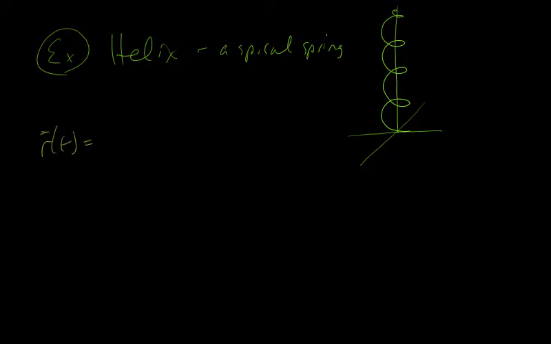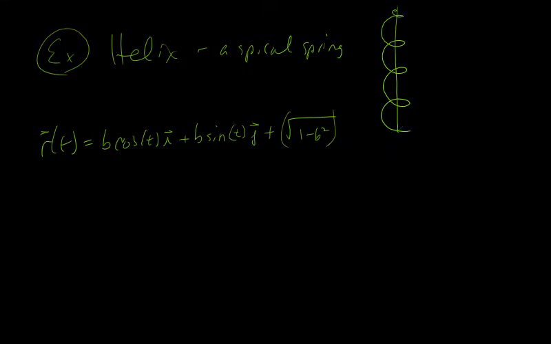So our function here is going to be given by b cosine of t in the i direction plus b sine of t in the j direction plus the square root of 1 minus b squared times t in the k direction. Okay, so this is going to be our formula for the helix, and we're going to do this for t between 0 and 2 pi.